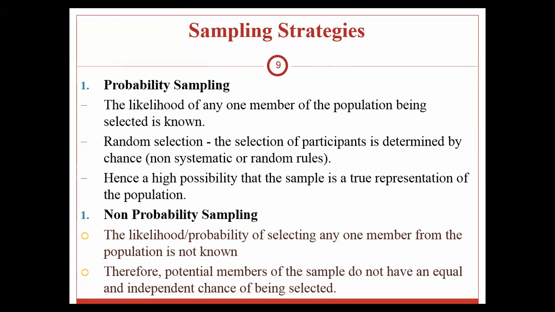But okay, I was talking about probability sampling. We're going to look at the different probability sampling strategies. And then we have non-probability sampling, where the likelihood or probability of selecting any member from a population is not known. Therefore, potential members of the sample do not have an equal and independent chance of being selected.